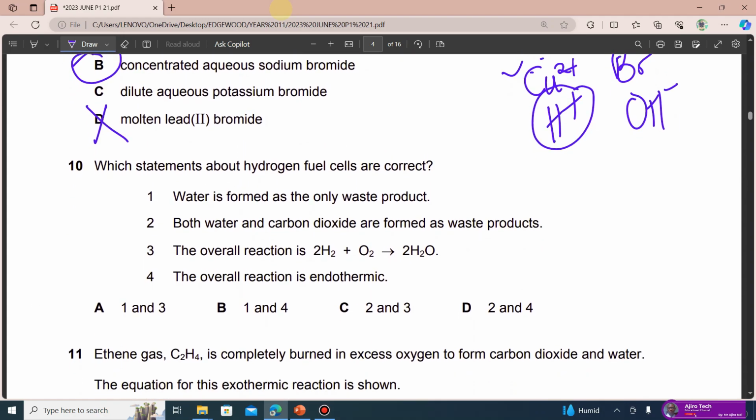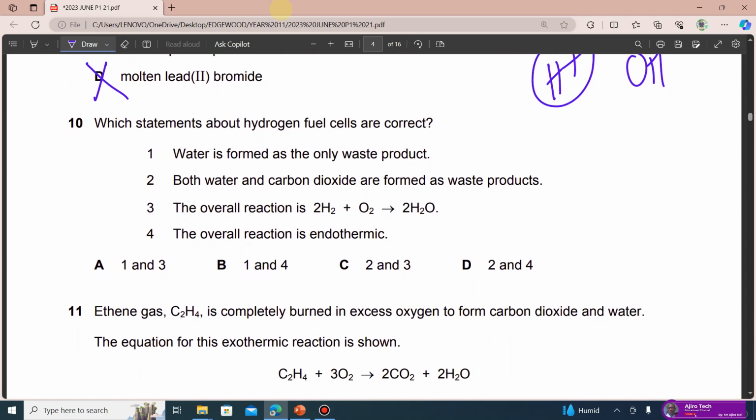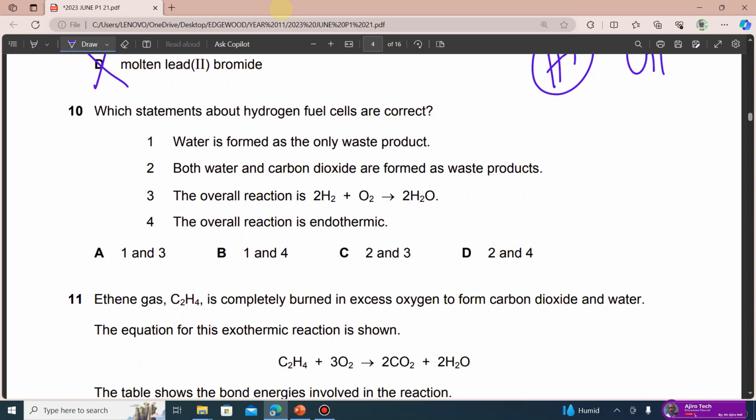For question 10, which statements about hydrogen fuel cells are correct? Let's look at what we have. Water is formed as the only waste product. Okay, that is correct. Both water and carbon dioxide are formed as waste products. No, that is what makes it a greenhouse gas. The reason we adopt hydrogen fuel cells is to eliminate the use of greenhouse gases. So option 2 is off, so anything that has 2 is off.